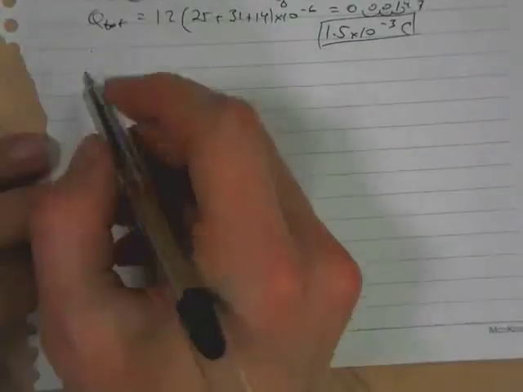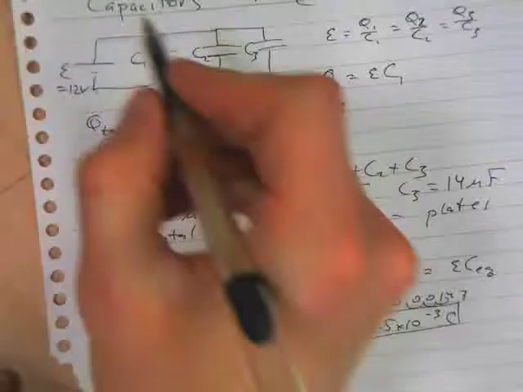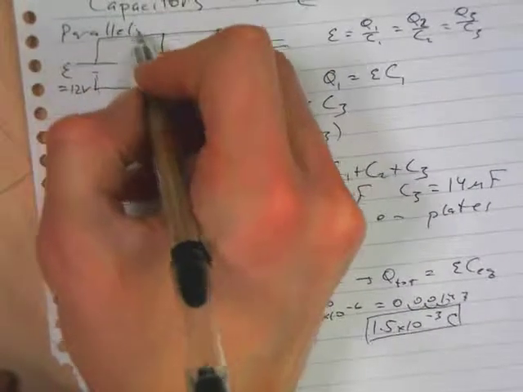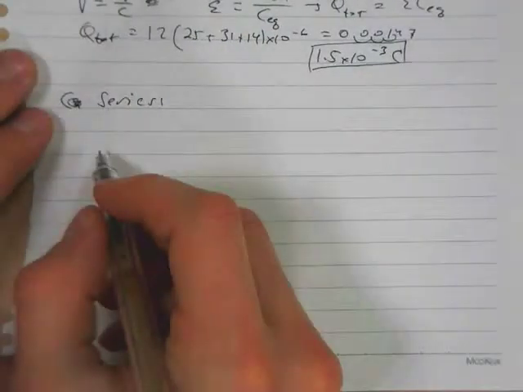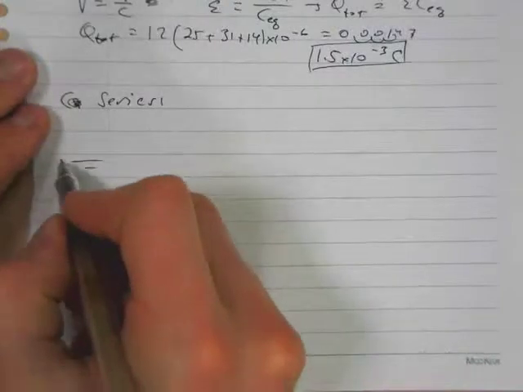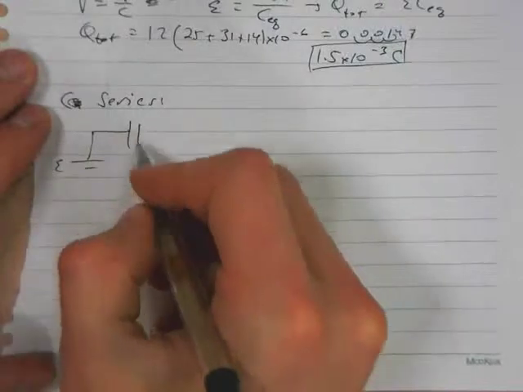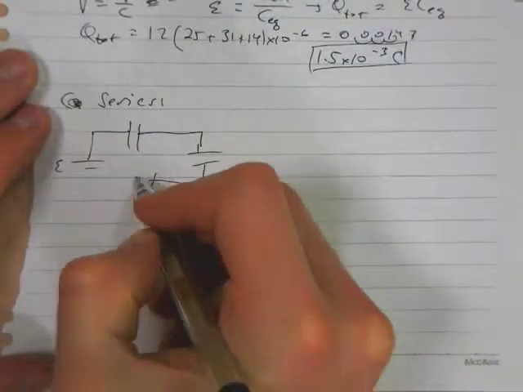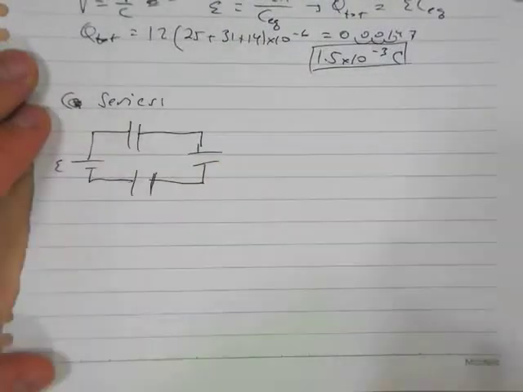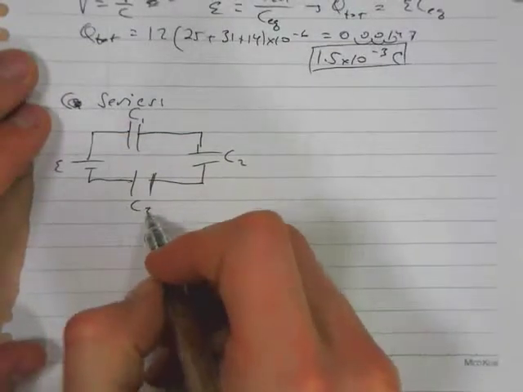Now for capacitors in series, this was parallel. It's a little bit harder to think about what happens with capacitors in series. So let's see, we've got a battery with some EMF, and then we have capacitors. I'm going to draw it this way because it will be the most space efficient, but you can see that all three of these are in series. This is capacitance 1, 2, and 3.